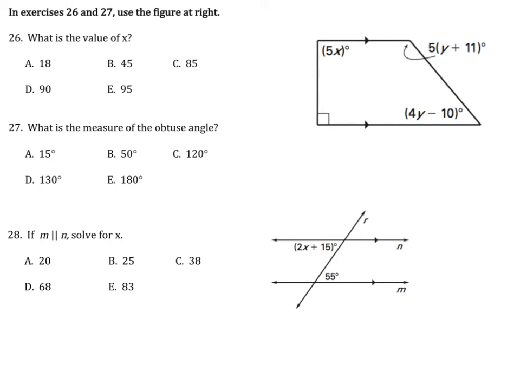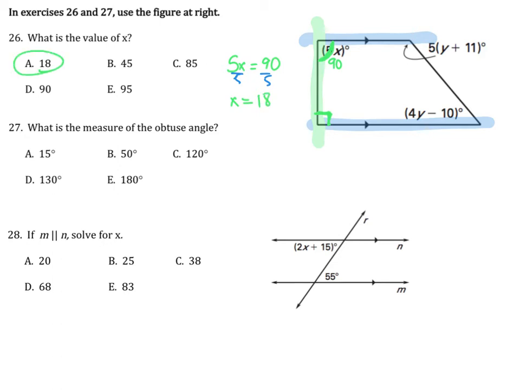For number 26, we're trying to find the value of x, and I have a set of parallel lines right there. And for x, there's this transversal. Notice that I have a perpendicular mark right there, so that's 90 degrees. 5x would be consecutive interior angles. So if this is 90, then this also has to be 90. So then 5x would be equal to 90 degrees. We divide by 5, and x is equal to 18. So the answer is A.